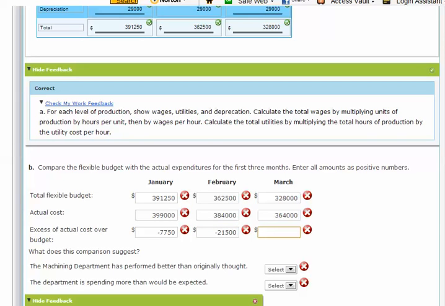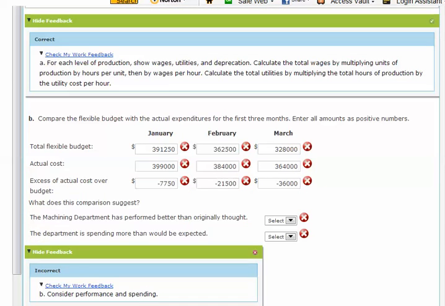In March, I have $328,000 in my flexible budget minus my actual cost of $364,000. I'm over budget again by $36,000. So in this case, has the machining department performed better than originally thought? No, because I'm over budget. If these numbers were positive, which you may have in your example, then you would say yes.